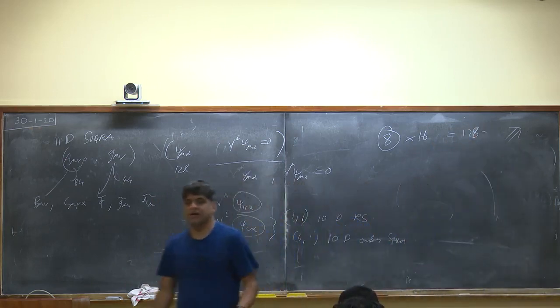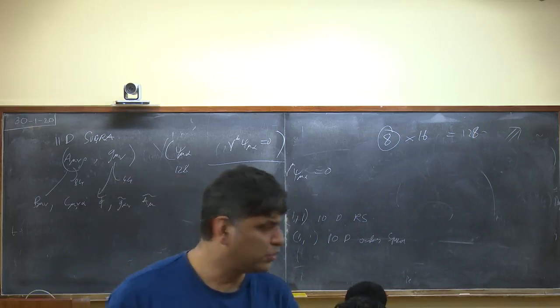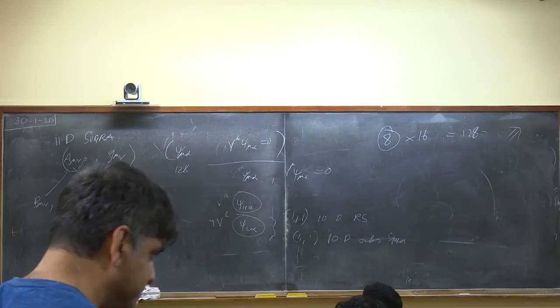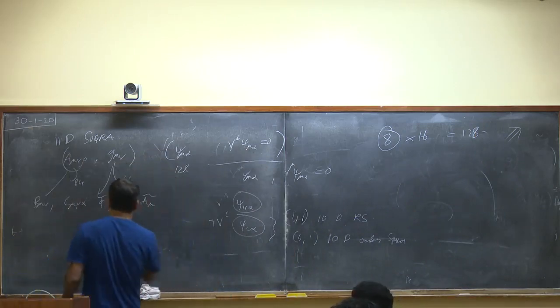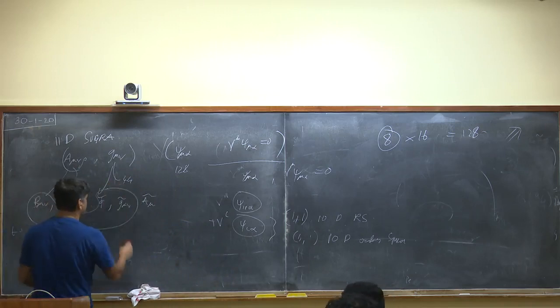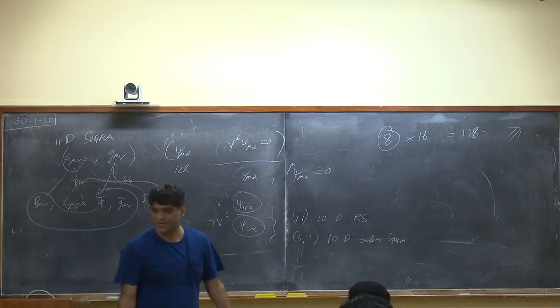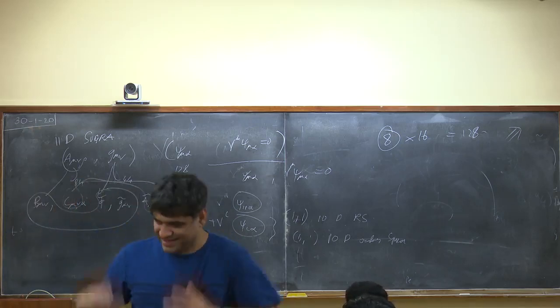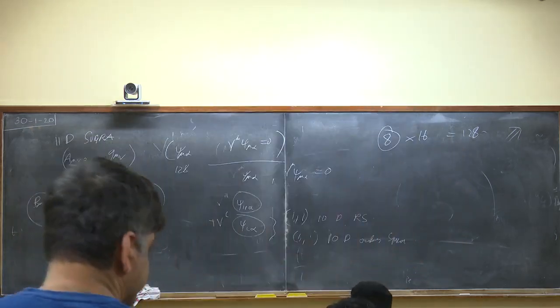Okay, so the field content of type 2A supergravity is 2 normal spinors, 2 Rarita-Schwinger spinors. And then there is the graviton, B mu nu, phi. These are the nice NS-NS sector fields of string theory. And these 2 are the Ramond-Ramond sector fields of string theory. And then the spinor content. All good?